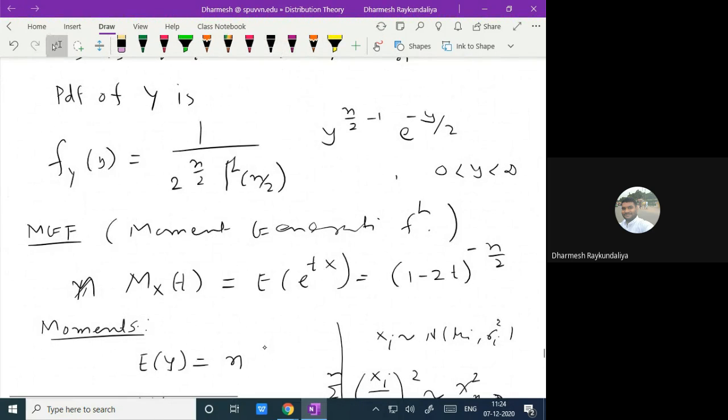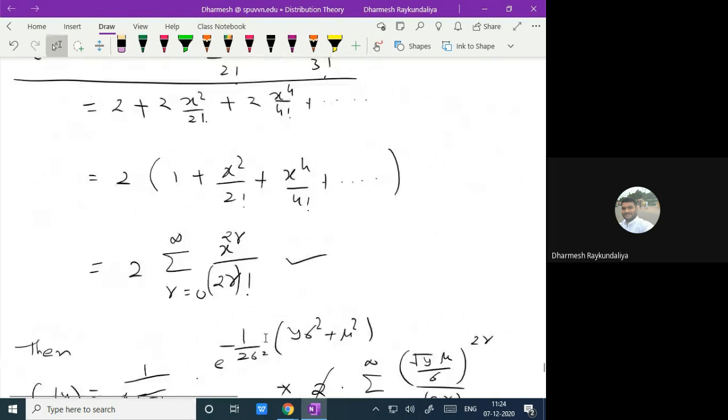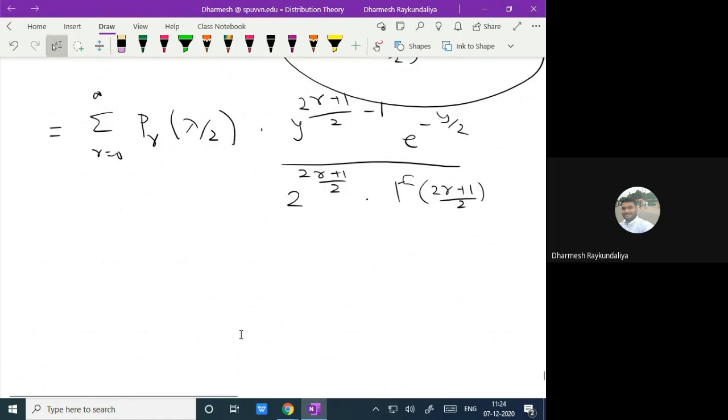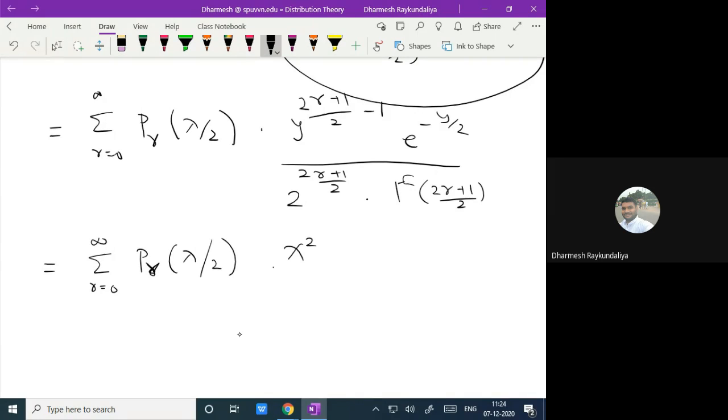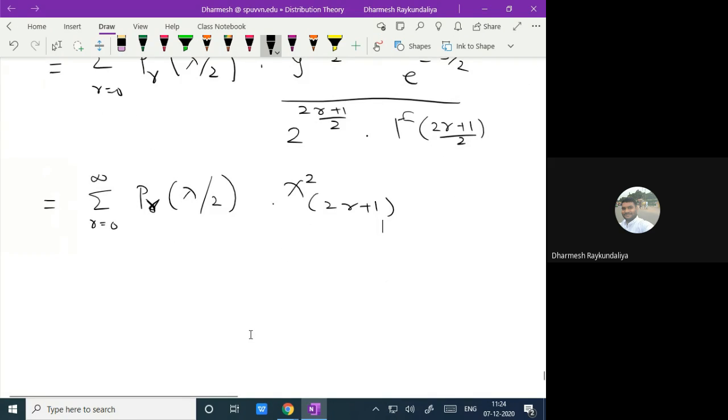Just substitute n equal to 2r plus 1. So it is y raised to (2r plus 1)/2 minus 1, e raised to minus y by 2, over 2 raised to (2r plus 1)/2 into gamma of (2r plus 1)/2. So that is what we have. So it is nothing but the central chi-square. This is the probability of a Poisson distribution where r is your random variable with parameter lambda by 2, and this is a chi-square with 2r plus 1 degrees of freedom. So this is nothing but the density of y.